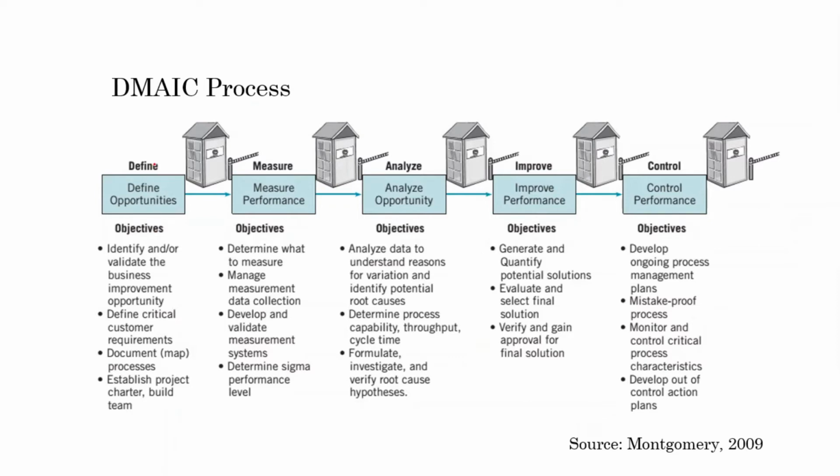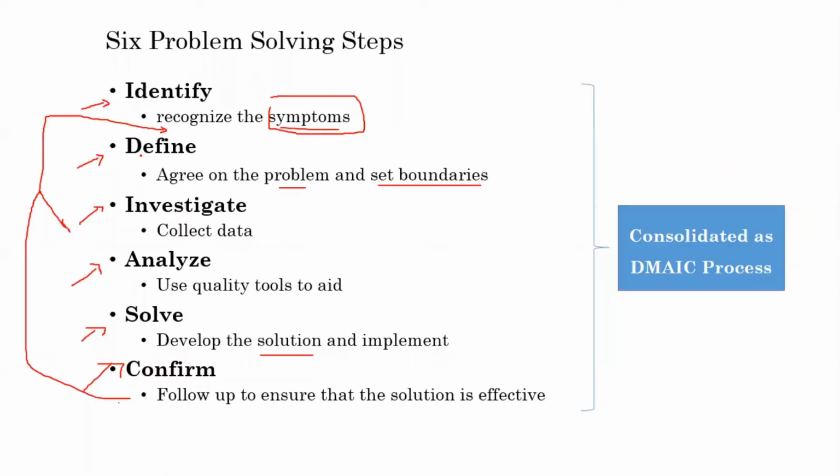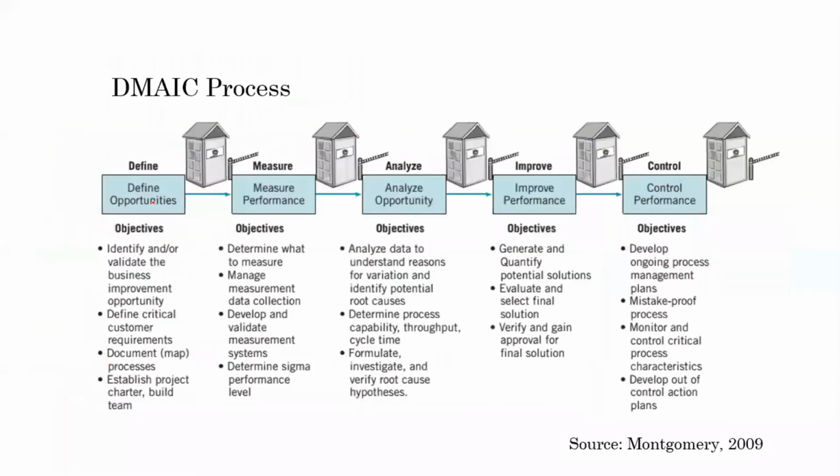So you can see define, which would take up the identify and define phases together. So you look at symptoms and you define what you are going to do. That's the whole thing. Then you are going to measure, you are going to collect data and see what is happening in the process. And since this is a Six Sigma procedure, you are going to see the current Sigma level of the process.